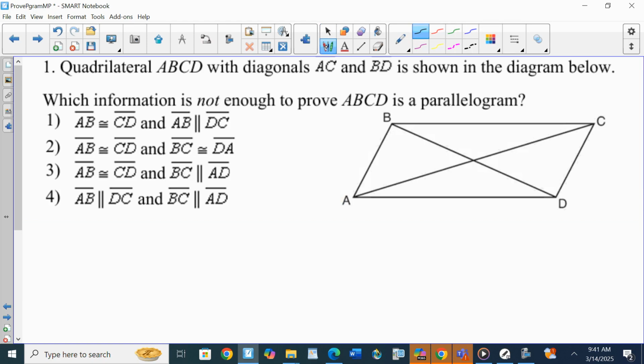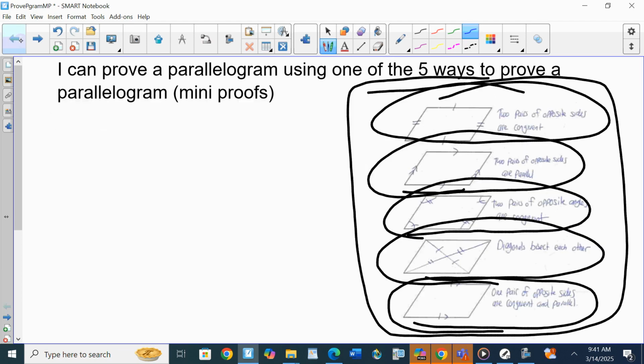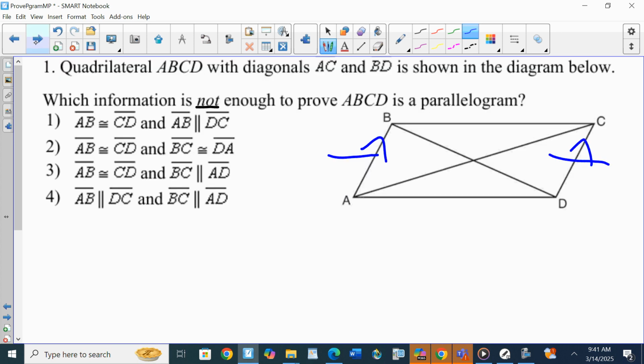I'm going to go through each choice, and I'm going to see which one is one of those 5 pictures. It says which one is not enough, so I'm going to go through and see which one's not one of those 5 pictures. So AB is congruent to CD. AB is parallel to DC. Is that one of my 5 pictures? Yes, that's 1 pair of opposite sides congruent and parallel, so that does prove it.